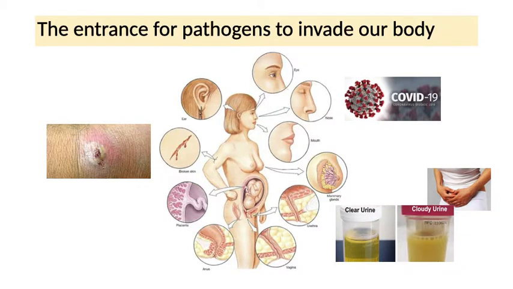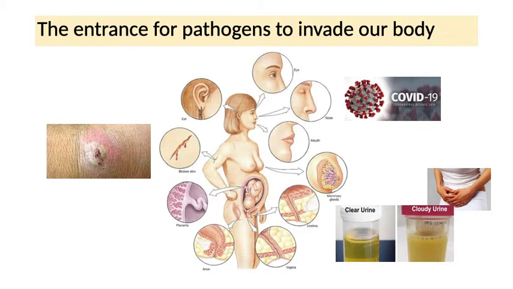And on this slide, you can see the entrances for pathogens to invade our body. Remember, we are an organism that is not a closed system. We always interact with our environment. So, for example, in order to see, our eyes have to receive light from the environment. In order to know what is happening around us, especially when you are in class listening to the teachers, your ears must have an opening to let the sound get into the ears.